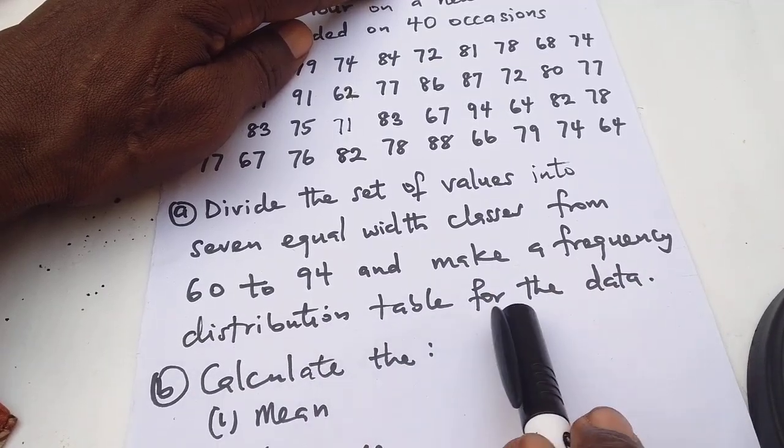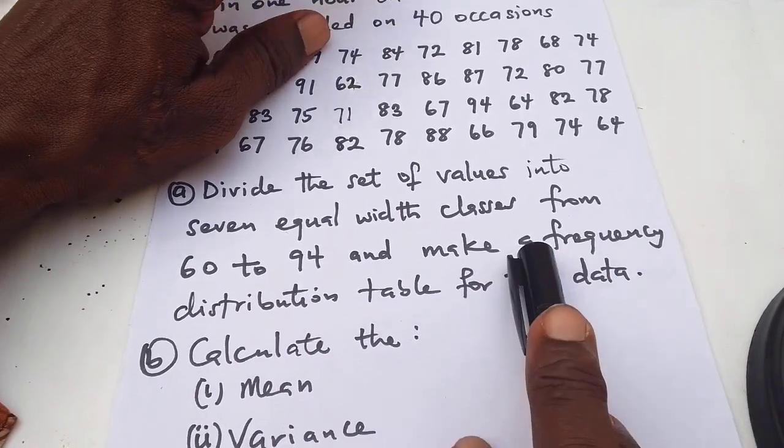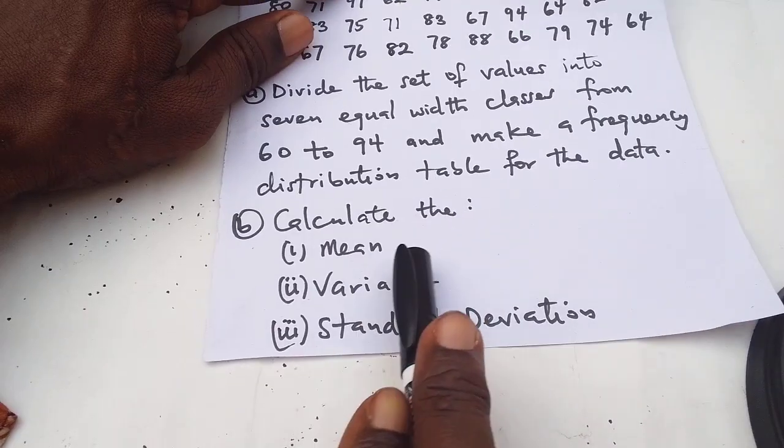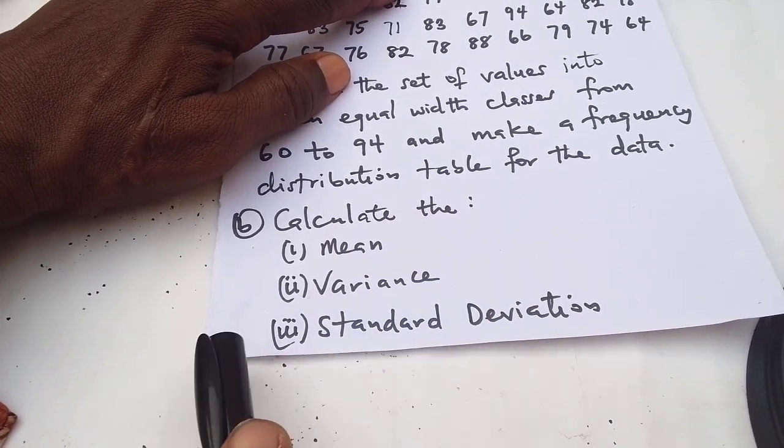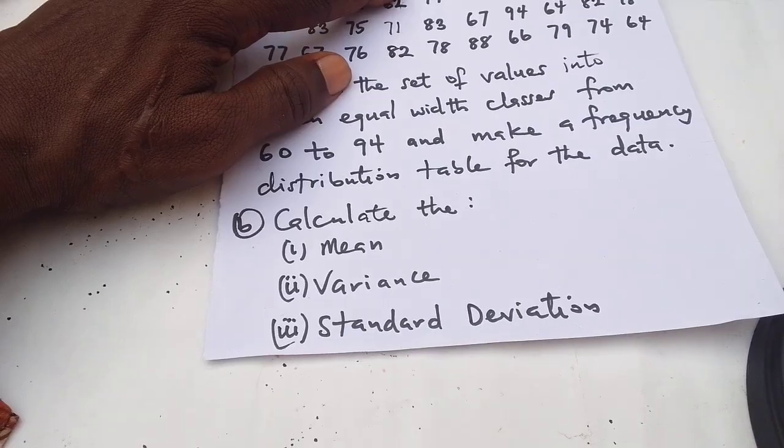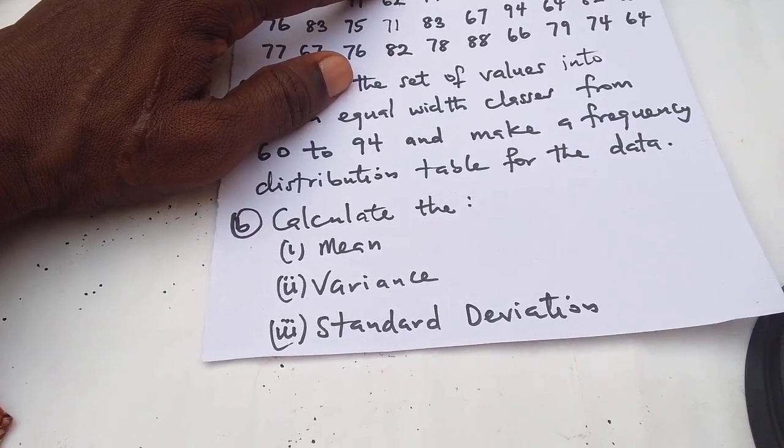A. Divide the set of values into 7 equal width classes from 60 to 94 and make a frequency distribution table for the data. Then B. Calculate the 1. Mean, 2. Variance, 3. Standard deviation.